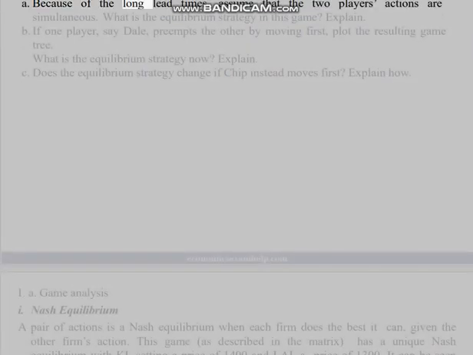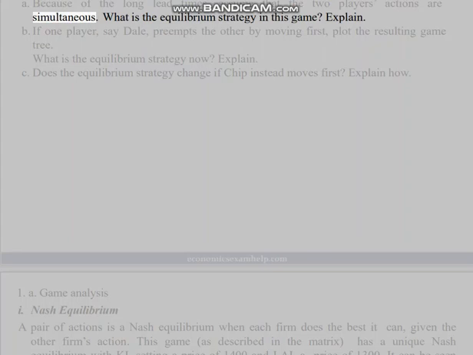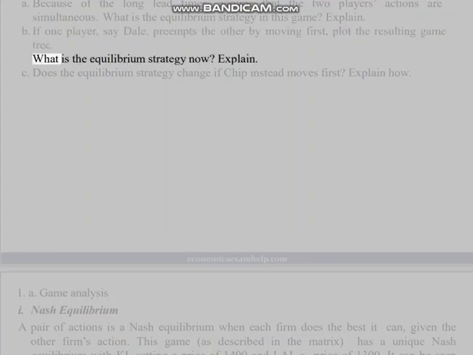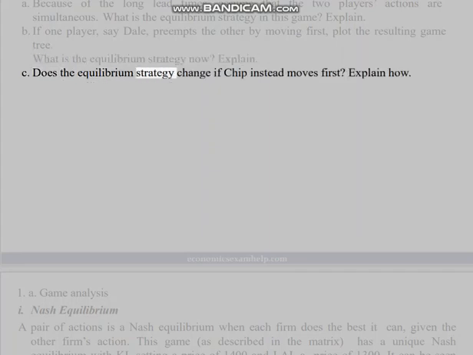A. Because of the long lead times, assume that the two players' actions are simultaneous. What is the equilibrium strategy in this game? Explain. B. If one player, say Dale, preempts the other by moving first, plot the resulting game tree. What is the equilibrium strategy now? Explain. C. Does the equilibrium strategy change if Chip instead moves first? Explain how.